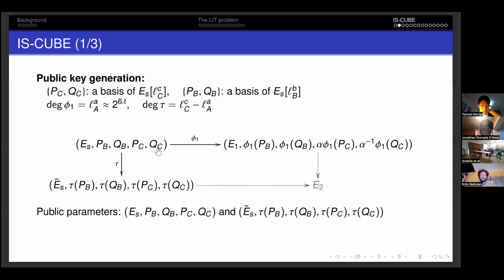Yes, I didn't explain, but this is not exactly the lead problem. It is easier than the lead problem because it has the information of the other torsions. So I should say this is the lead plus CSIT problem or something. Okay, yeah.